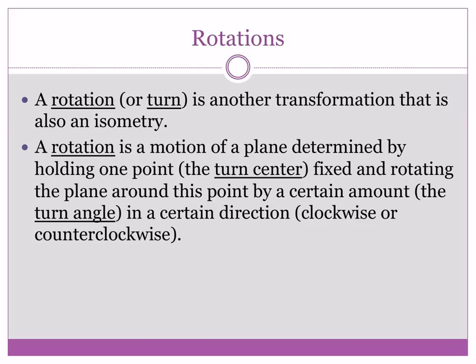Okay, so I think this next one will help with Skylar's question earlier about the difference between transformations and translations, because this is our second transformation. Okay? So this one's called a rotation or a turn. It's another transformation that's also an isometry. It preserves distance, all right?